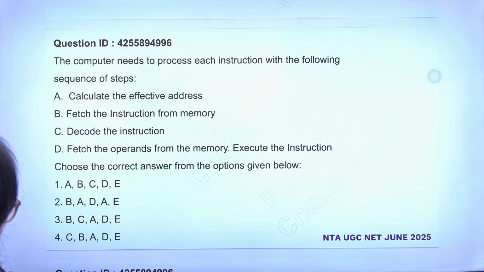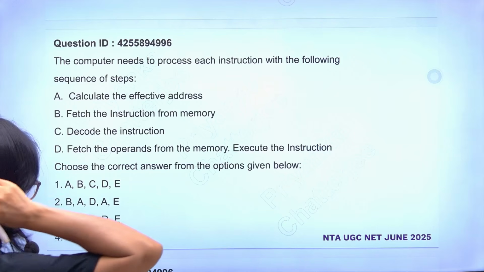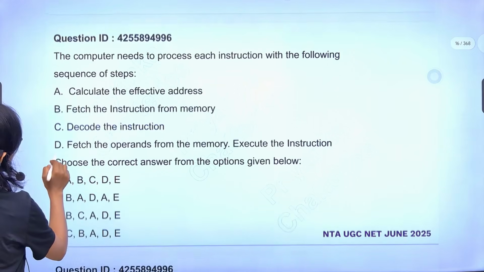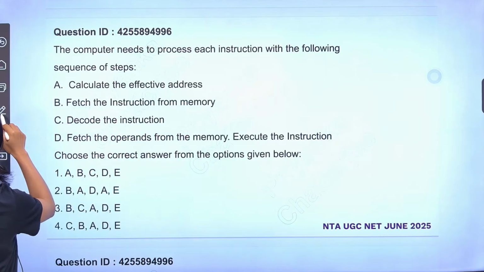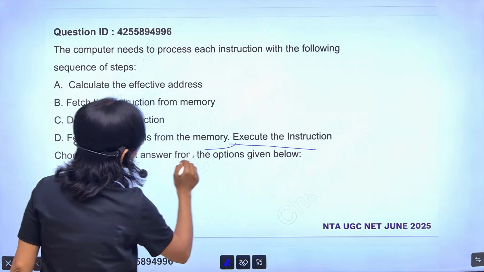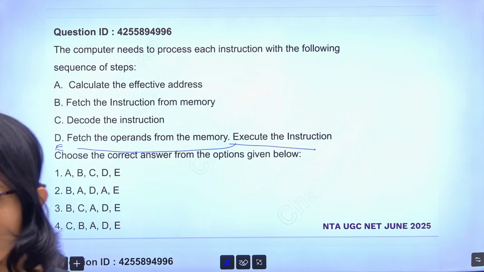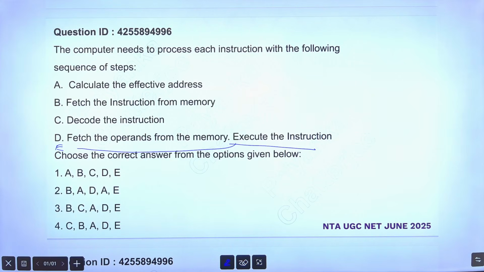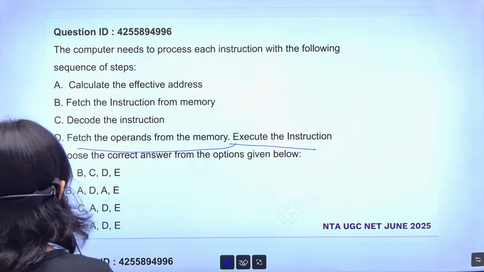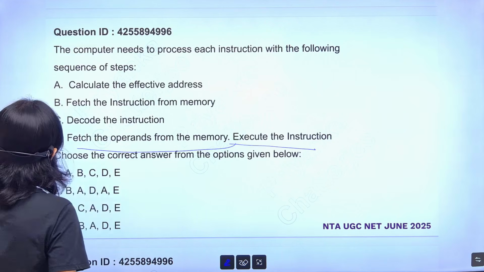E was execute the instruction. Here some printing mistake is there. This E is execute instruction. Some typing or printing mistake is there. Yeah, so I hope you can understand it. Here, what will be the correct sequence?